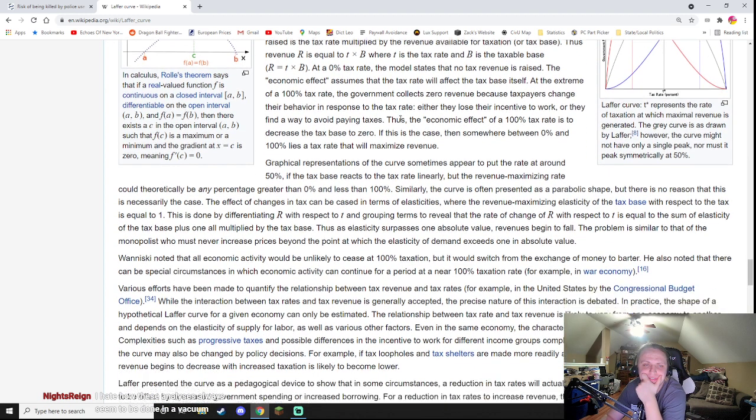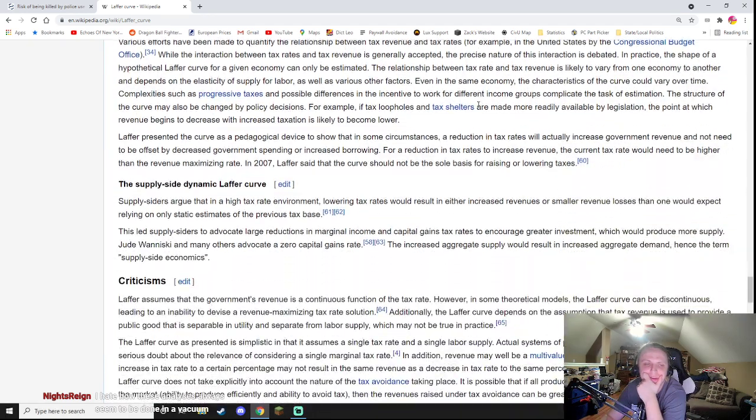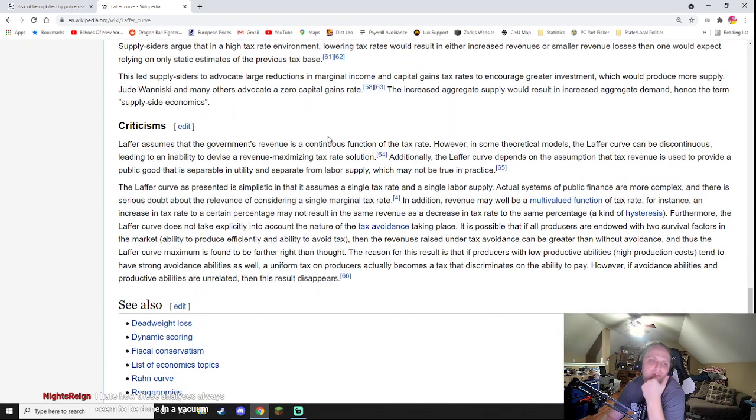The extreme. The supply. Criticisms. Laffer assumes that the government's revenue is a continuous function of the tax rate. However, in some theoretical models, the Laffer curve can be discontinuous, leading to an inability.